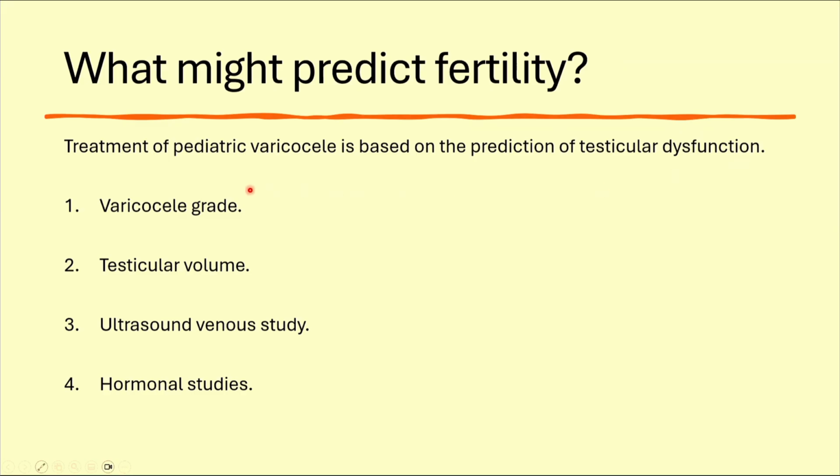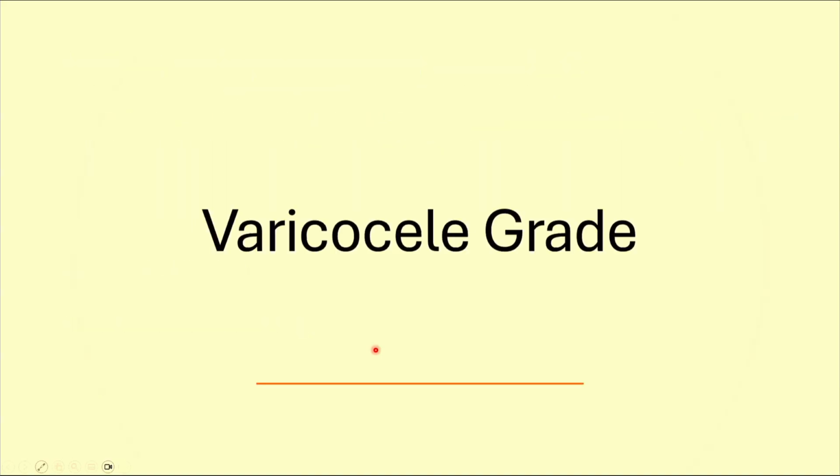So they have studied varicocele as an indicator, or where we can label those populations of varicocele adolescents under the 20% or the 80%. They studied testicular volume, ultrasound venous study, and hormonal studies. So let's start with the varicocele grade.